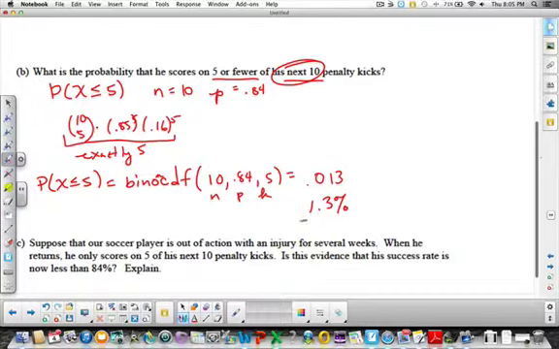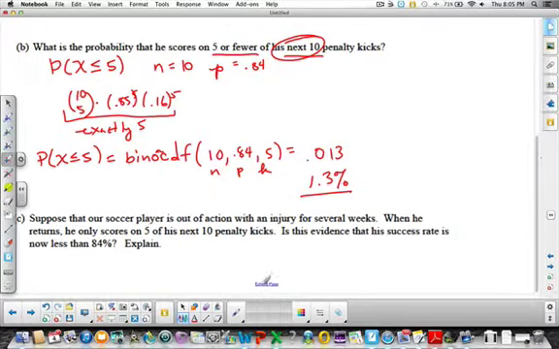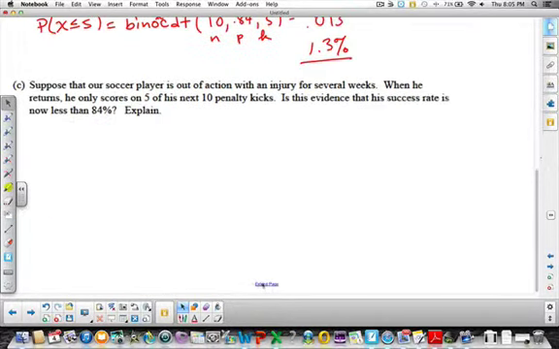That's about a 1.3% chance that if a soccer player could actually score about 84% of his penalty kicks, out of 10, he only scored 5 or fewer. So that comes into play in the next part of the question, which asks, suppose our soccer player is out of action because of an injury. When he comes back, he only scores 5 out of his next 10 penalty kicks. Do you think that that's enough evidence to show that his success rate is now less than 84%?